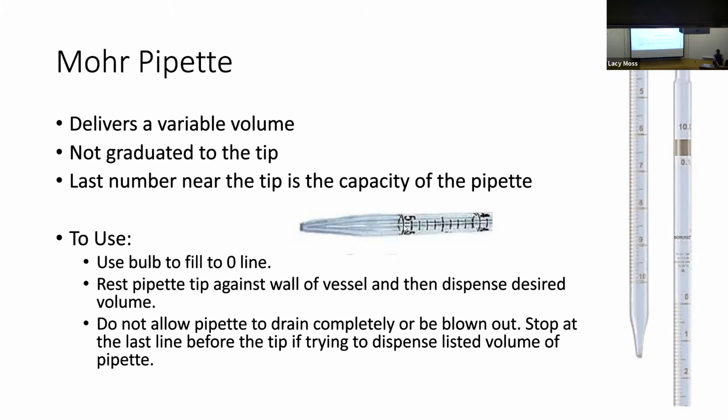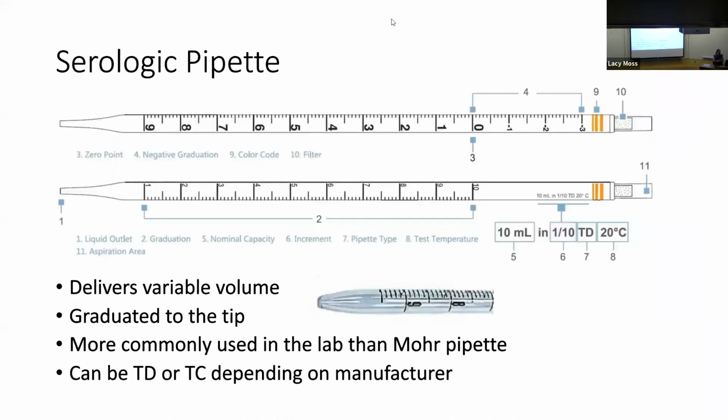Once you start actually using pipettes, especially since we don't have the cool pipette guns, you will realize how annoying this is and why this is a bad design for a pipette, but they do exist. All right, so serological pipettes, which are much nicer. These are also variable volumes. They're graduated to the tip, so basically this entire volume will get drained out, and they're more commonly used because they're not annoying.